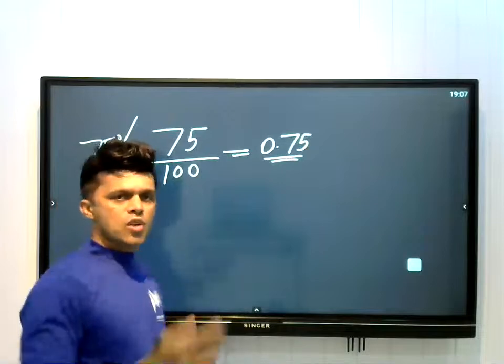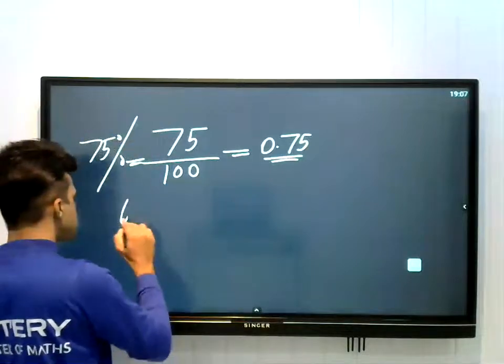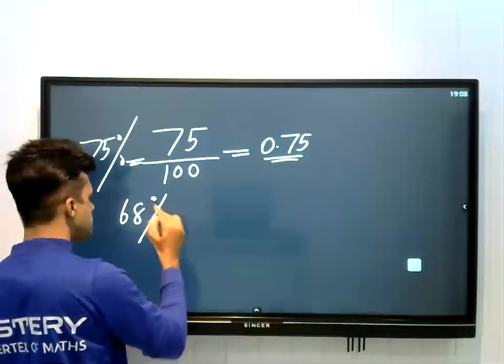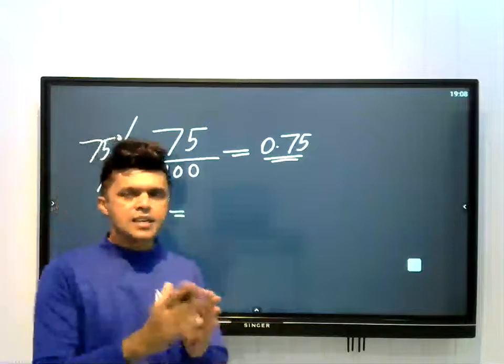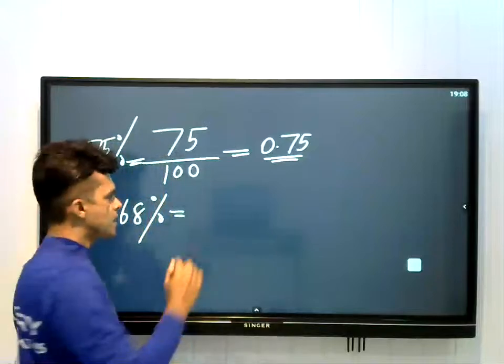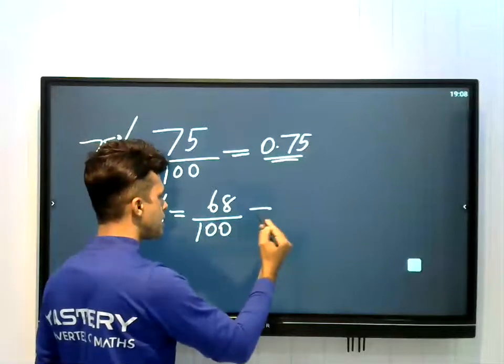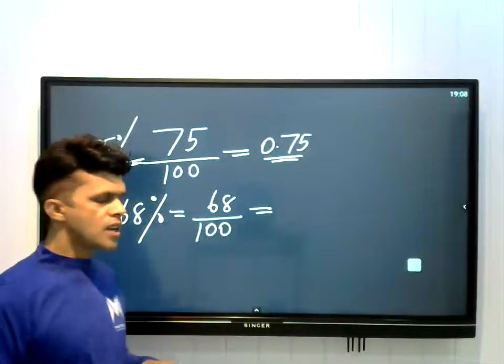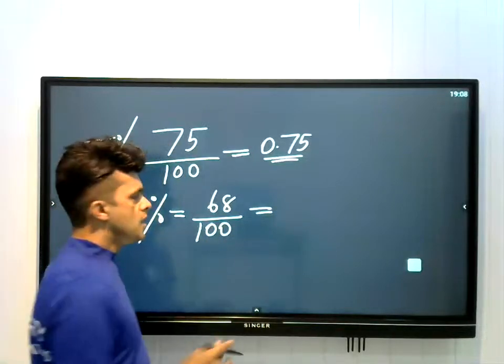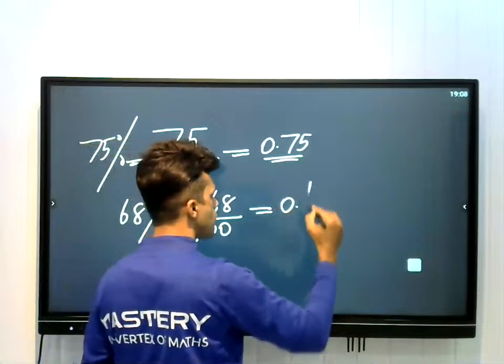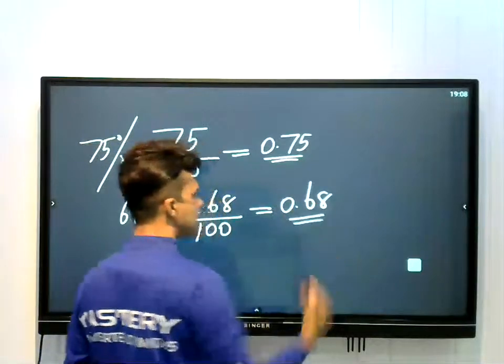Okay, so this one, 68%. This is the percentage. Let's write the related fraction. What is the related fraction? 68 over 100. Let's write this fraction as a decimal number. Yes, 0.68 is the answer.